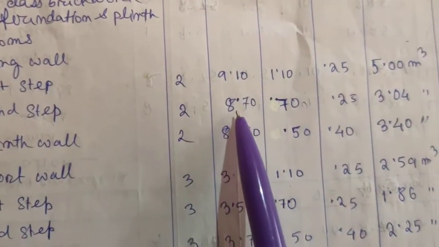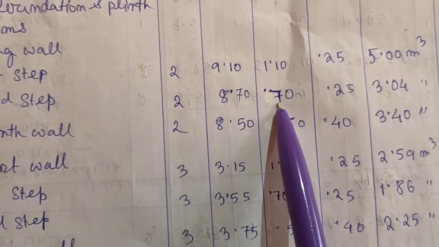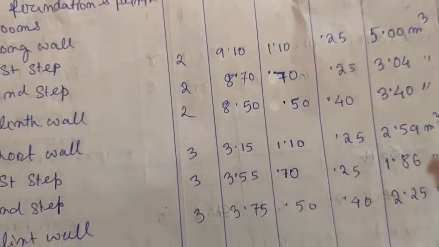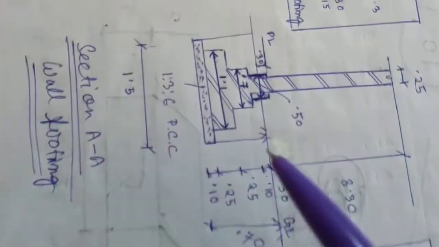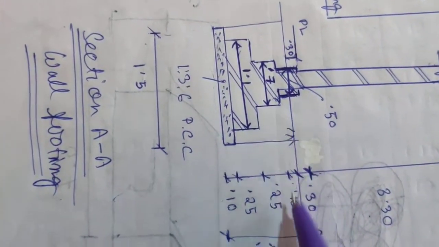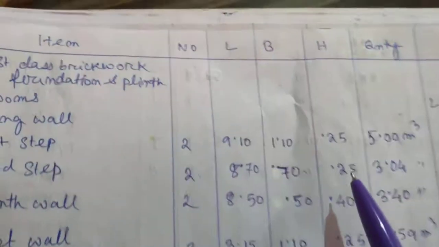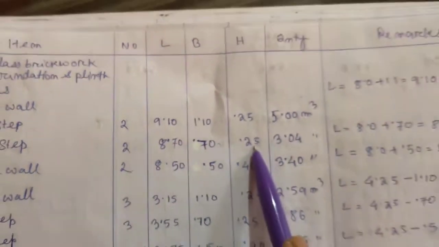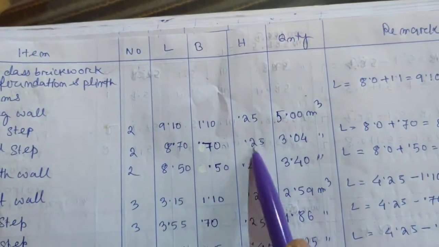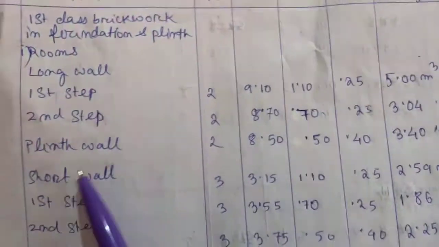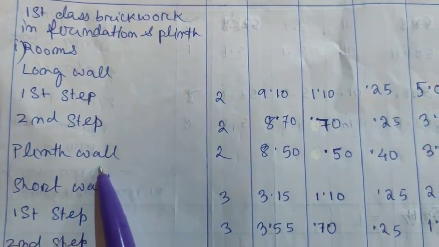So for second step the length is 8.7 meter, breadth is 0.7, and height, let us go to the drawing to find out the height of the second step. This is the height of the second step. What is this? This is 0.25. So height again we will write as 0.25. So number into length into breadth into height is quantity. Now let us move to the third step or plinth wall.